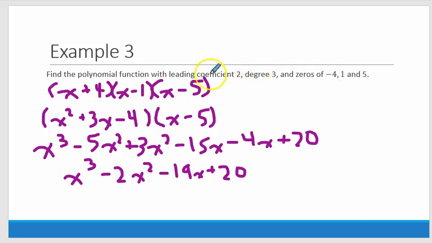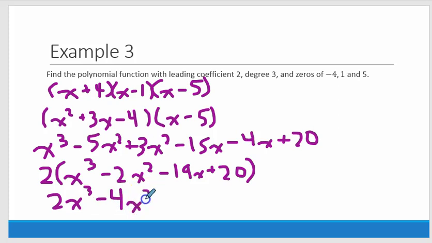Now I'm going to use this other information they've given me though. They said they want the leading coefficient to be a 2. And right now my leading coefficient is a 1. So I'm just going to take the entire polynomial I have and multiply everything by 2. That'll make the leading coefficient 2 for the x cubed. And then I just have to multiply everything else by 2 as well. I can't just multiply the one number, or I would end up changing my answer accidentally.